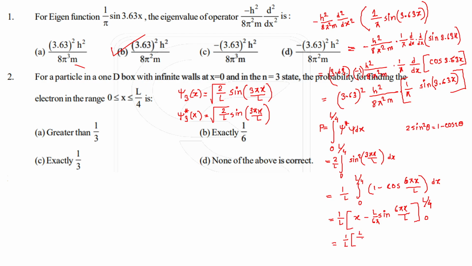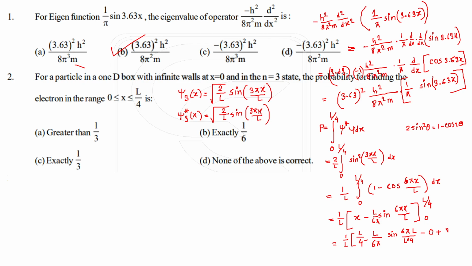L by 4 minus L by 6 pi sine 6 pi L. In the denominator there is also an L, and also a 4 will come, L by 4, right? And then we have this 0, right? So we will place minus 0, and minus minus plus, it will also be 0.